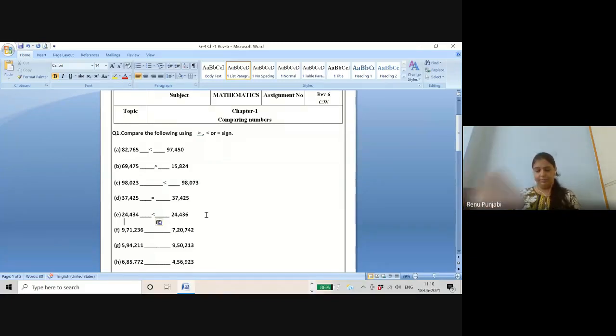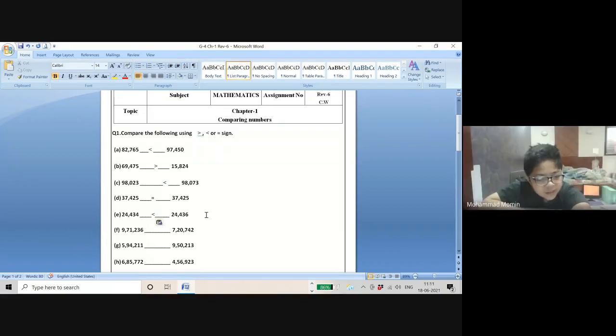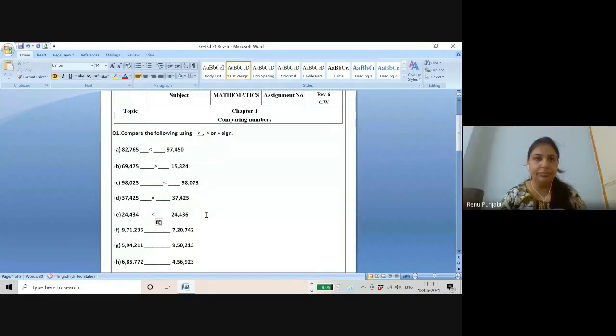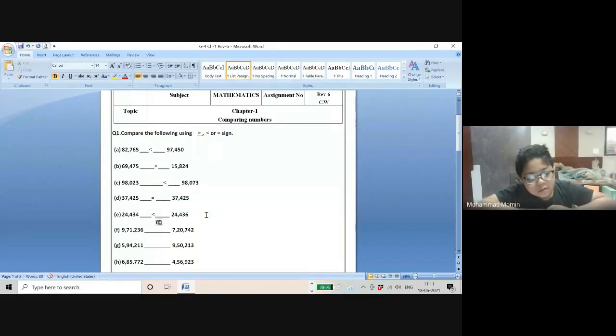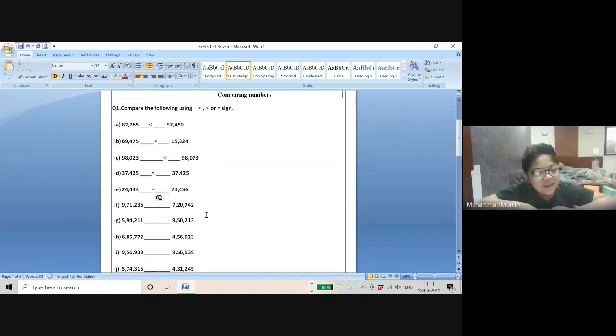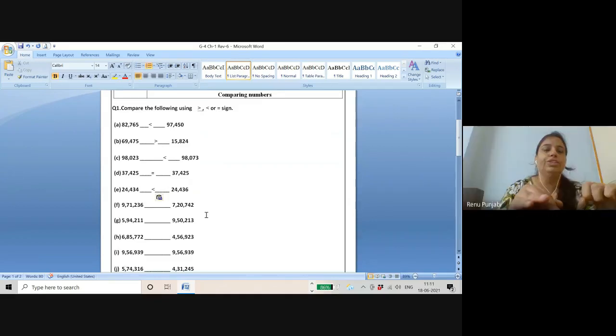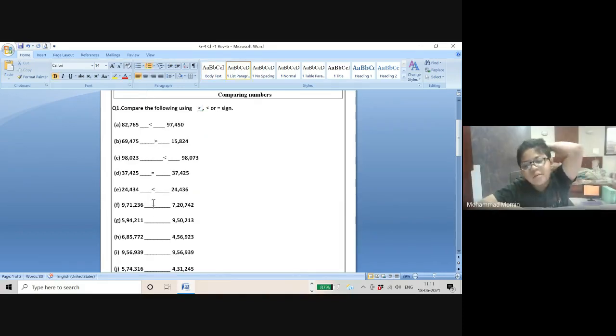Mohammed Momin, please read the next. 9,71,236. Ma'am, can you show the next one? 7,20,742. 9 lakh. So which one is greater? The 9 lakh one. So which sign will I put here? Lesser sign or greater sign? Greater sign, ma'am.